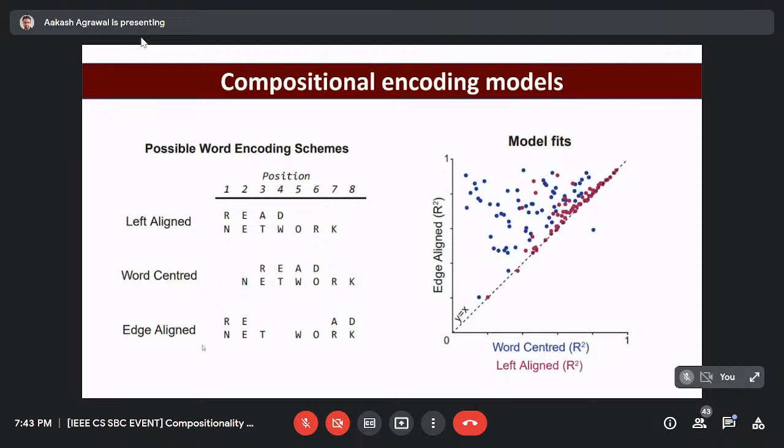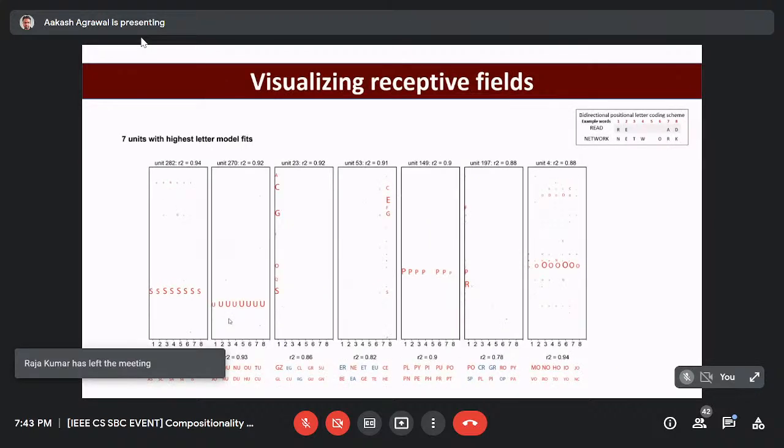So we see that the nature of encoding for these networks is the edge aligned encoding scheme. If you look at the receptive fields of the units with the best model fits, then we can see some nice patterns. There are some units which respond to, let's say, letter S, and it doesn't change across different positions. It would respond to a word containing letter S wherever the letter S occurs. Similarly, this particular unit would be activated if a word contains letter U.